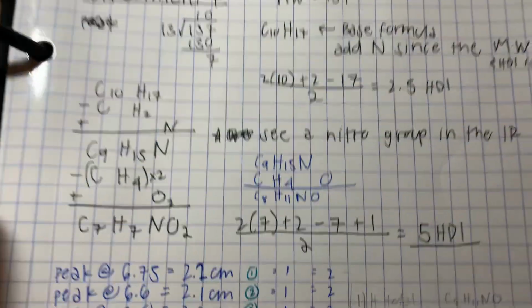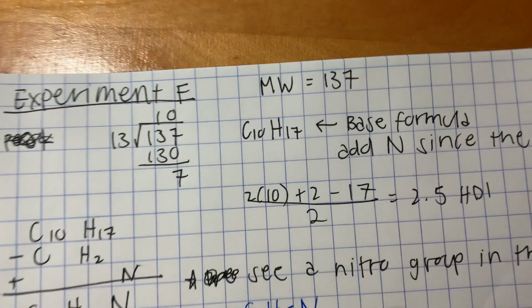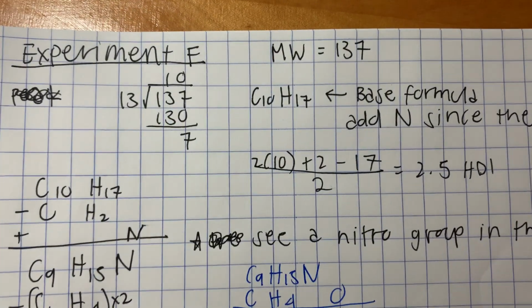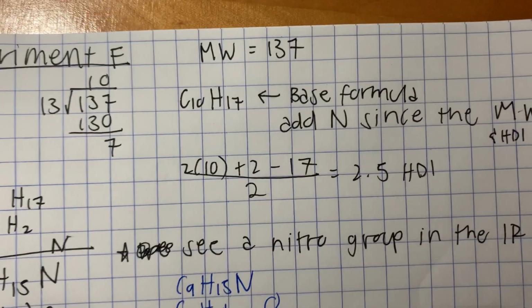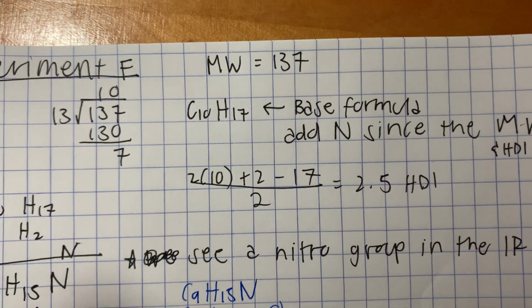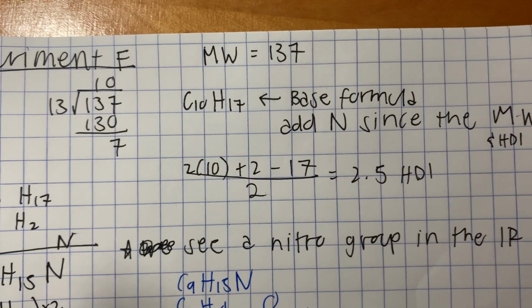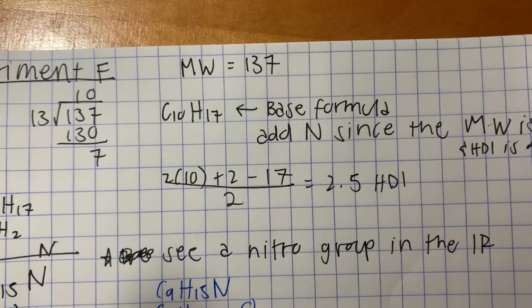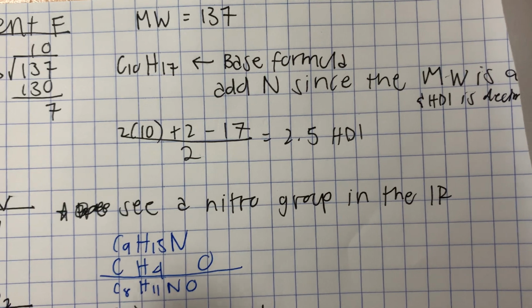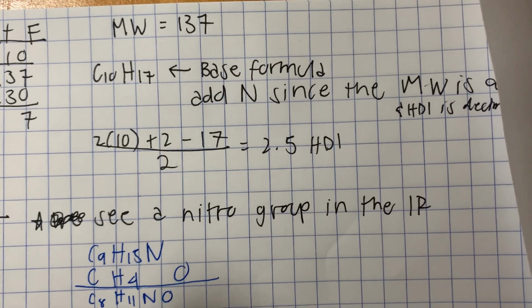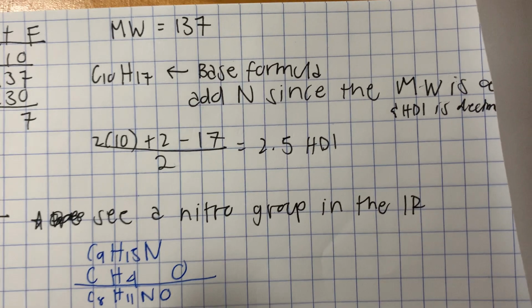And the way I came to this conclusion was first I knew the molecular weight was 137, so I used the rule of 13 to calculate the base formula, and the base formula I found was carbon 10, hydrogen 17, and since the molecular weight was odd and the calculated HDI was a decimal, I knew that there needed to be a nitrogen in the formula.